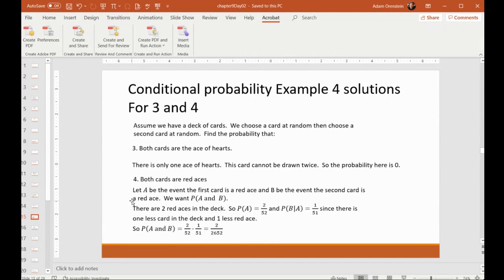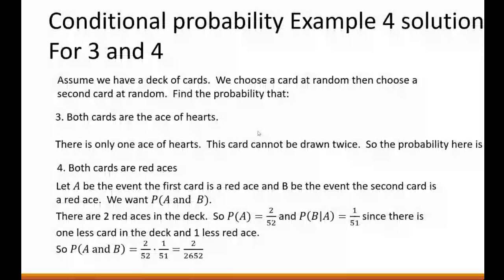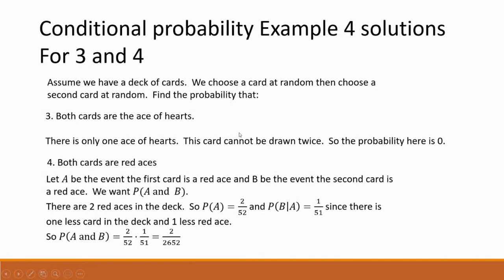Okay, so that was this example. All right, let's see if we did that. Here we go. Okay, so far we've done the probability of A and B. So one event and another event, right?